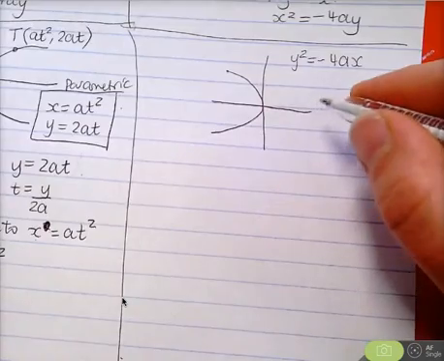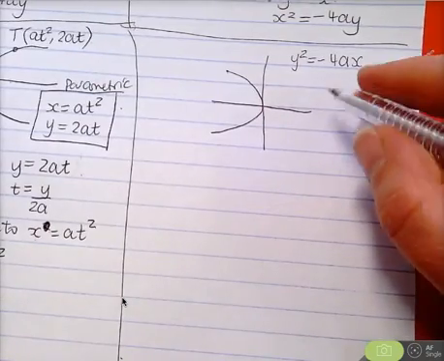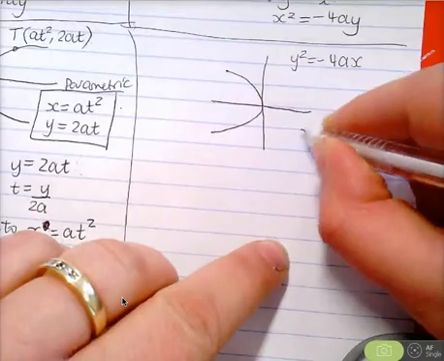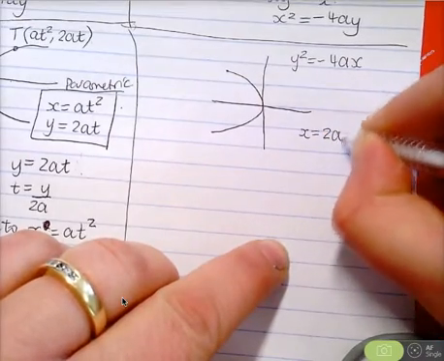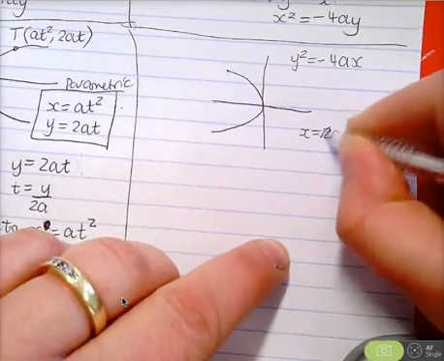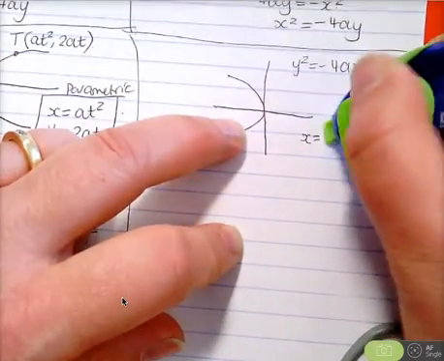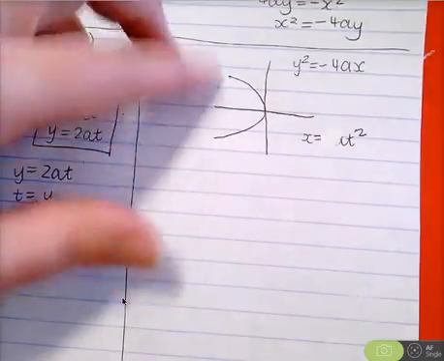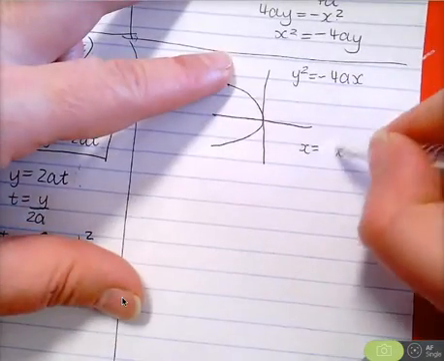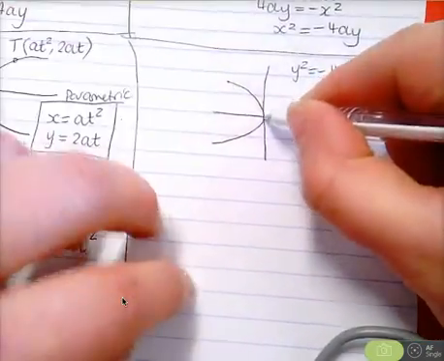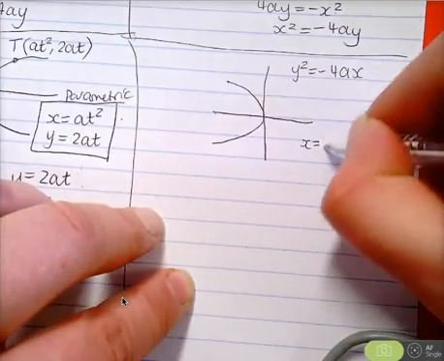Instead of 2at, at squared, you've got to do the at squared first. Now look at the x. Actually, yes, you're right, it is negative. Because why? Look at the x values. Aren't they always negative? Can you see that? Look, x is negative. X is always negative.